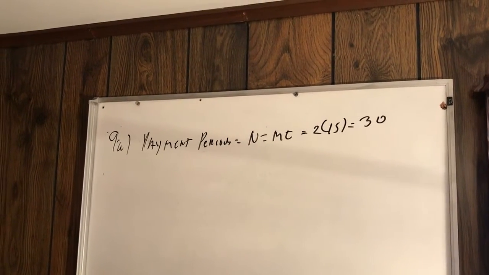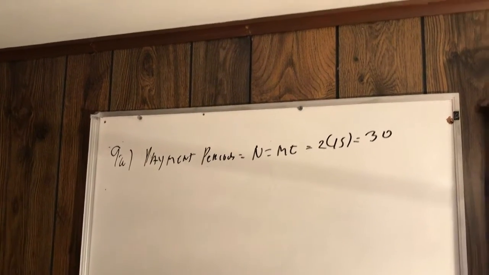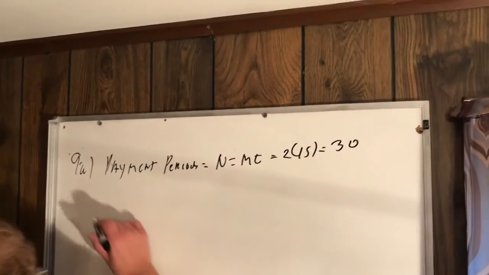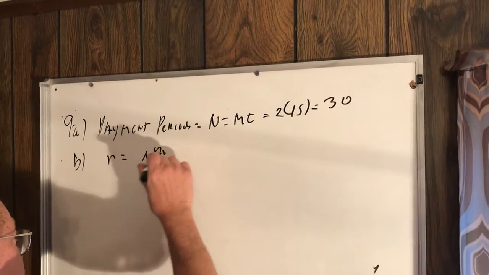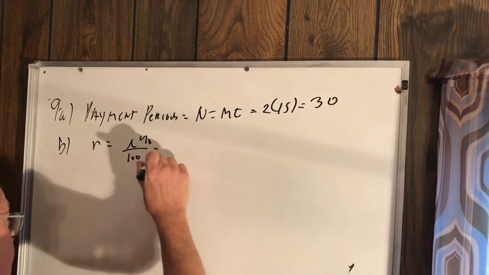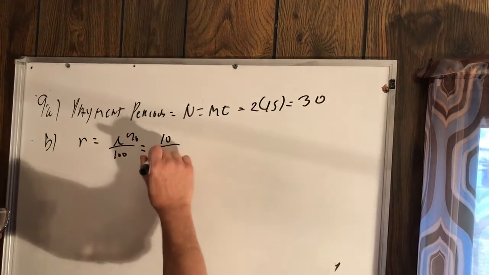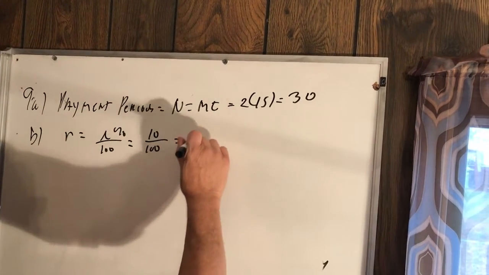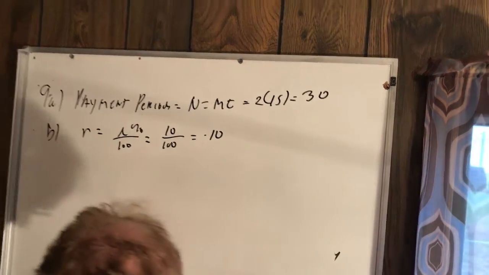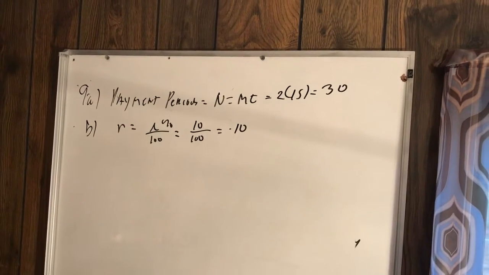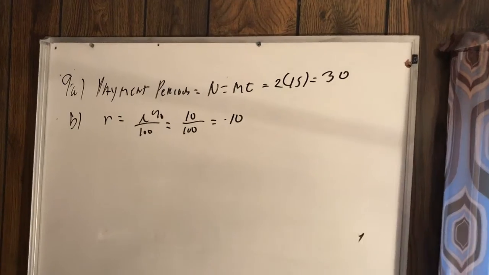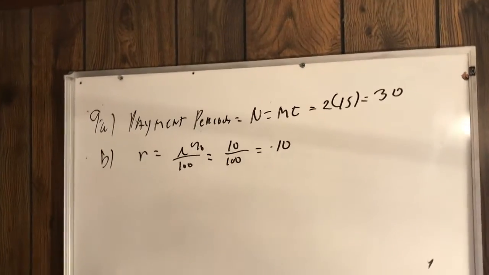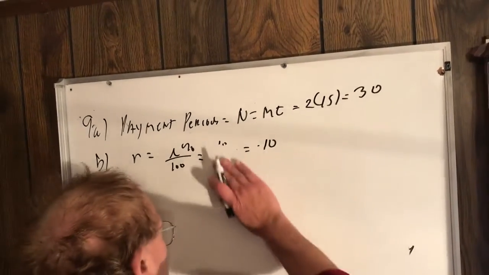Second answer, find the actual interest rate per period. Well, the actual interest rate per period is R equals the R percentage over 100. So in this case, it was 10 over 100, right? That's what they want. When they ask for interest rate per period, they're asking for R. Oh, wait a minute. That's 6%, isn't it? Yeah, this is 6% in this case. I'm sorry.